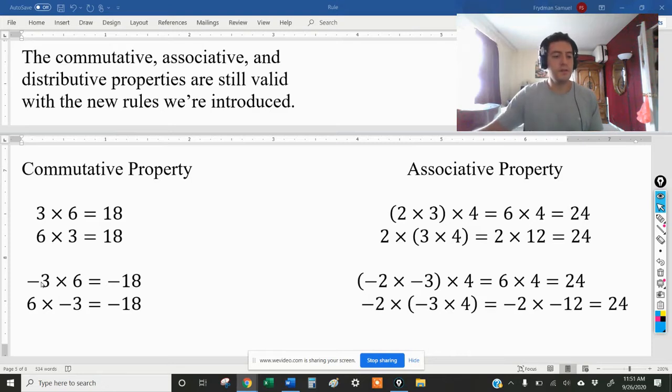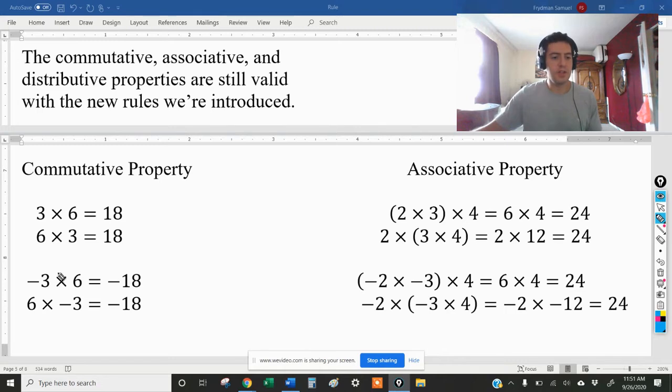And I could have given you a couple more examples. So -3 times -6 would be positive 18, which is the same as -6 times -3 is still positive 18. So it works for multiplication. The commutative property should also work for addition. So let's just make sure that it does.